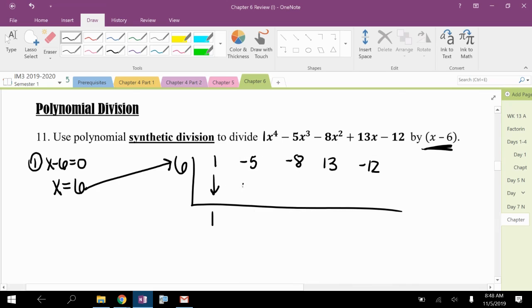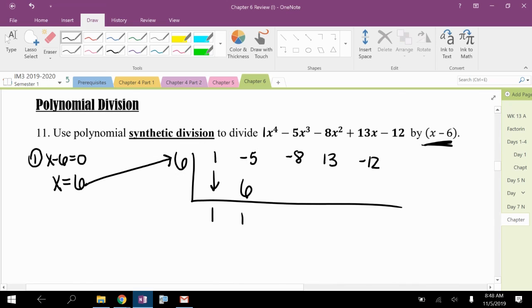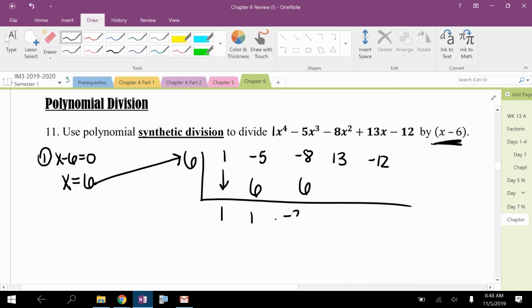So 6 times 1 gets me 6. Add straight down, I get +1. Multiply the outside. 6 times 1 gets me 6. Add straight down. -8 plus 6 gets me -2. Multiply the outside. 6 times -2 gets me -12. Write down, I get 1. 6 times 1 just gets me 6. When I add straight down, I get a -6.